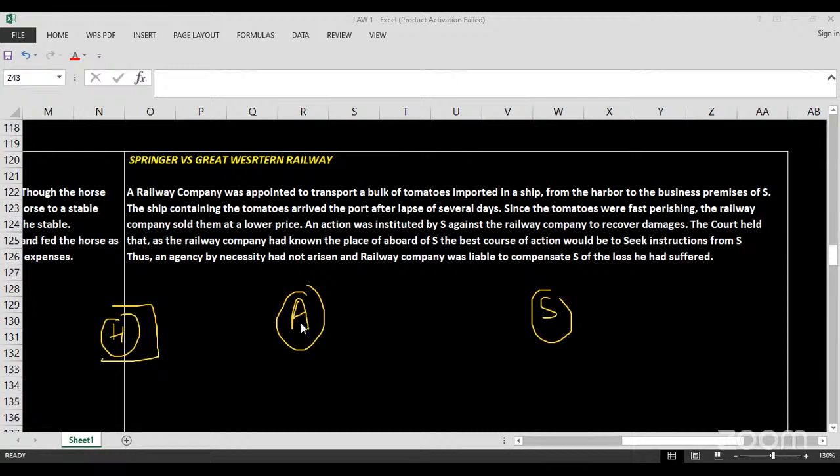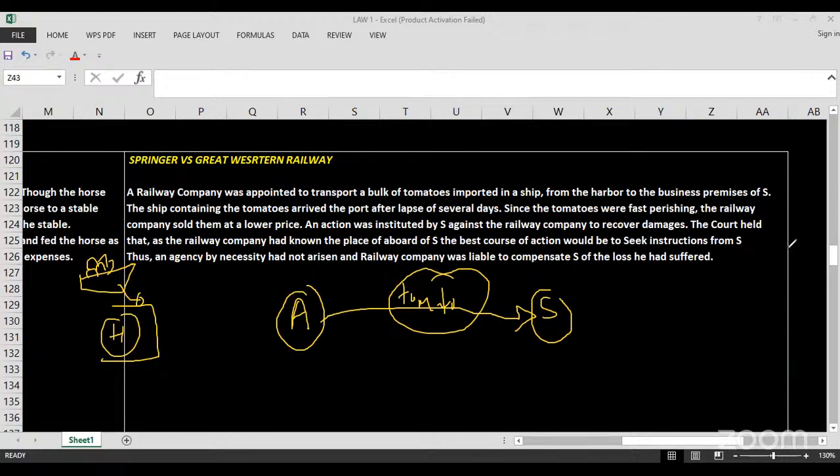So from the harbor, the goods will be coming and handed over to the railway company. So this railway company is responsible to transport the bulk of tomato to S. The ship containing the tomatoes arrived at the port after a lapse of several days. Now the ship which contained the tomato has reached the harbor not on the right date. Lapse means that it has taken longer.